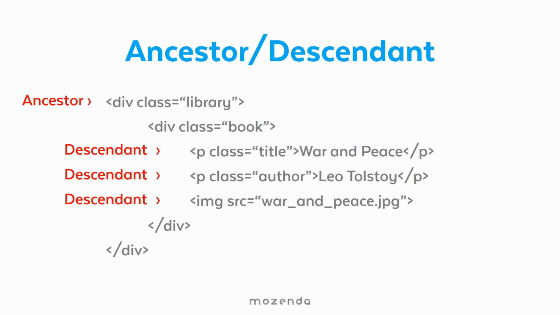The last one is the ancestor and descendant relationship. So as you can see here, there's more than one parent between the P tag or the paragraph tag and the starting div tag. So the first div tag is the ancestor of its child's elements.